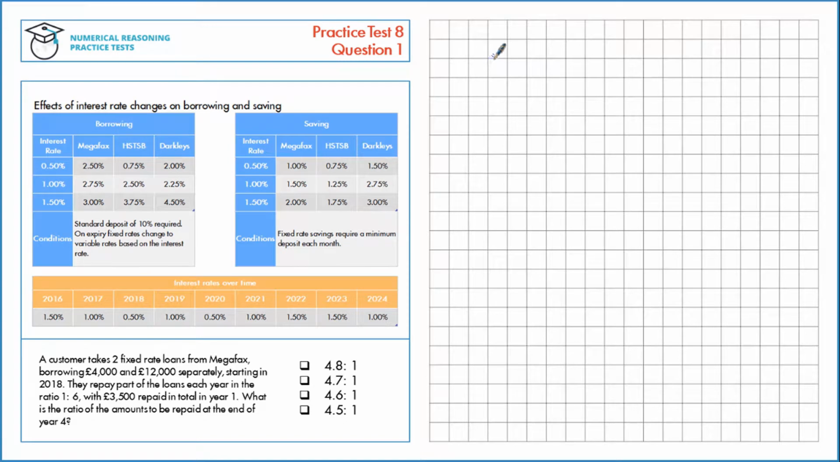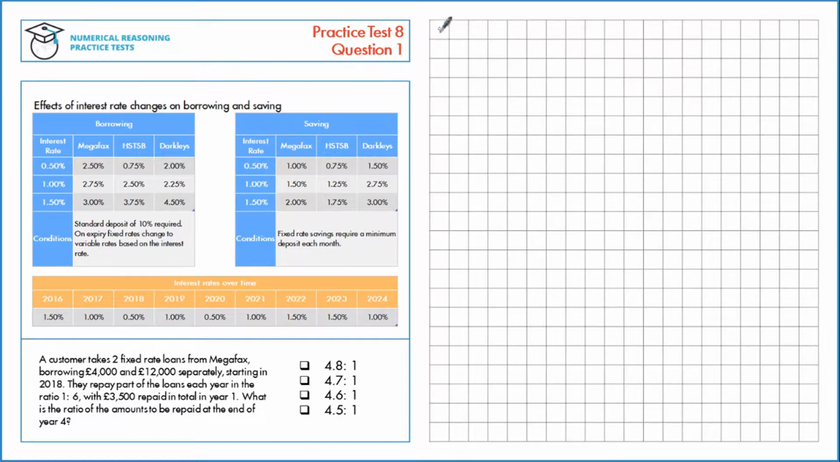A customer takes two fixed-rate loans from Megafax, borrowing £4,000 and £12,000 separately, starting in 2018. They repay part of the loans each year in the ratio 1:6, with £3,500 repaid in total in year 1. What is the ratio of the amounts to be repaid at the end of year 4?